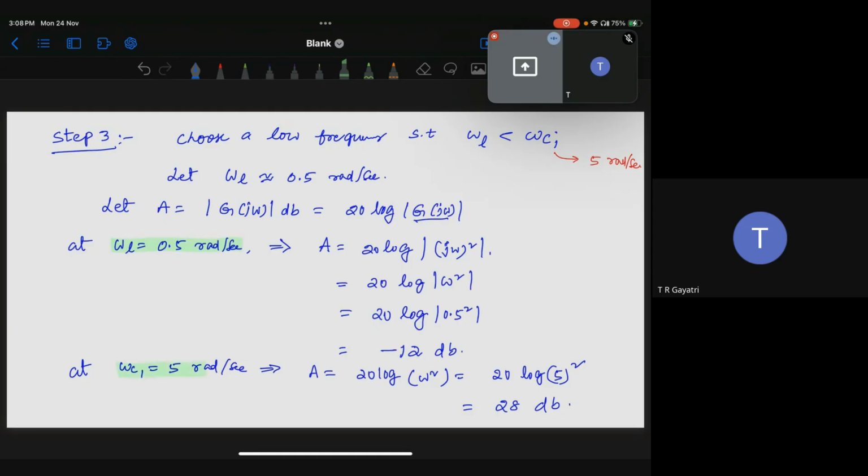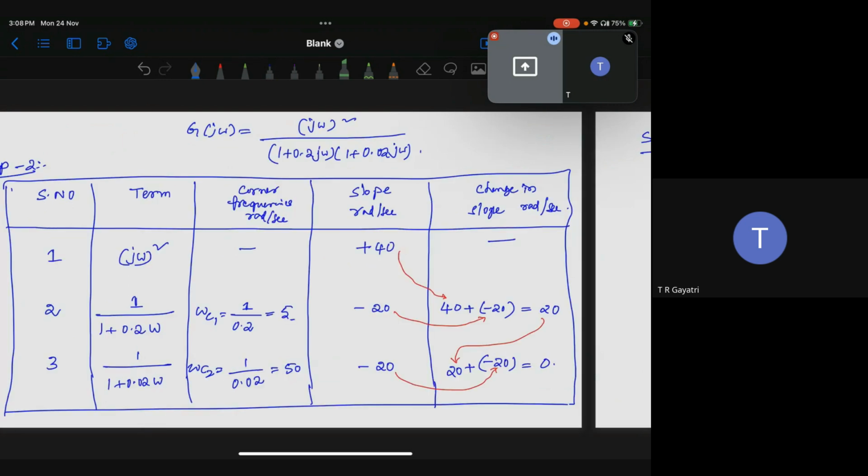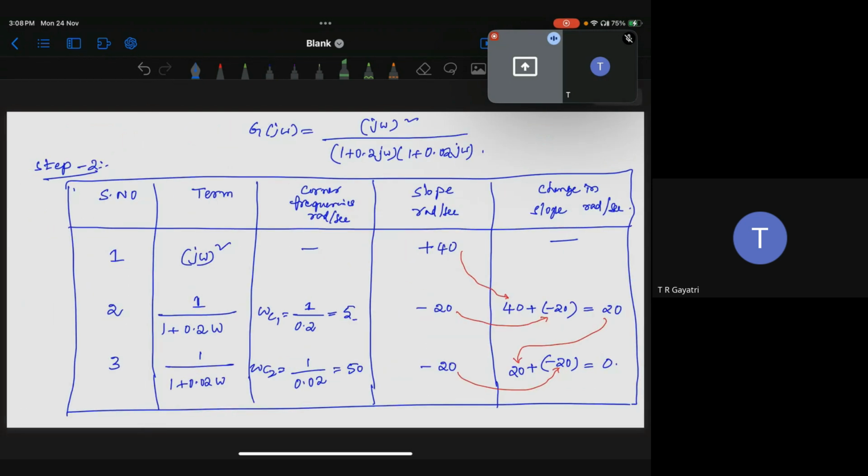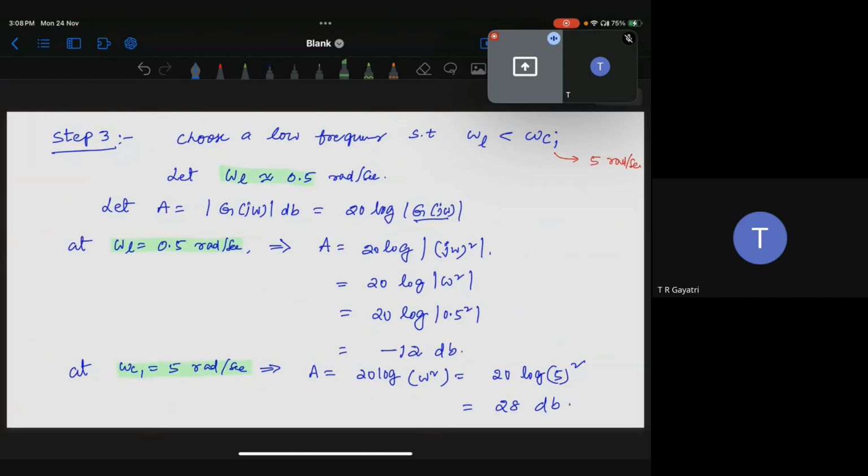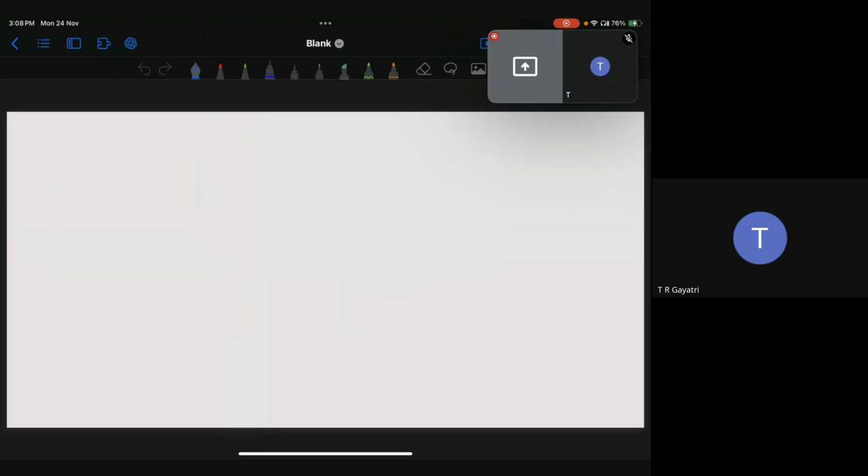First step is, here we have chosen, we got our corner frequencies as 5 and 50. Then we will choose some omega L, which is almost 10% of that omega C1. Then starting with omega L, we'll find the magnitude. Then at omega C1, we'll find the magnitude. That is step 3. Next, step 4.